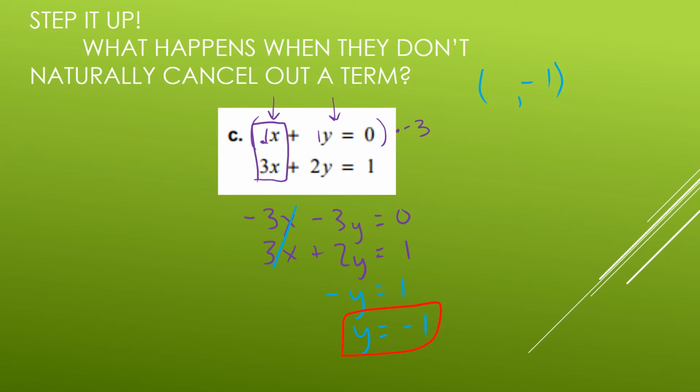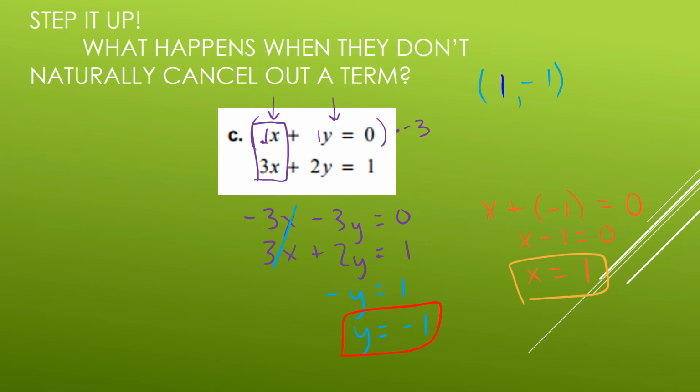Okay, so again, now that I have this one equation, I'm going to take the top, the original x plus y, but where I see y, I'm going to plug in -1. Okay, so that's really just x minus 1 equals 0, so x is 1. All right, so in that case, x is 1. So my answer is 1 and -1.